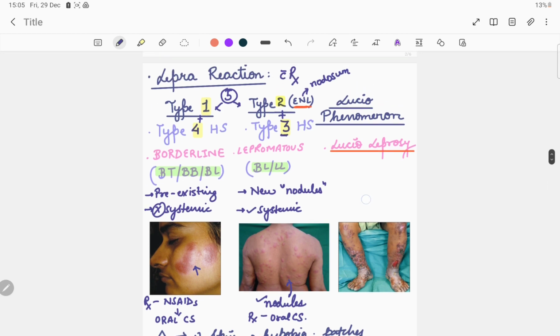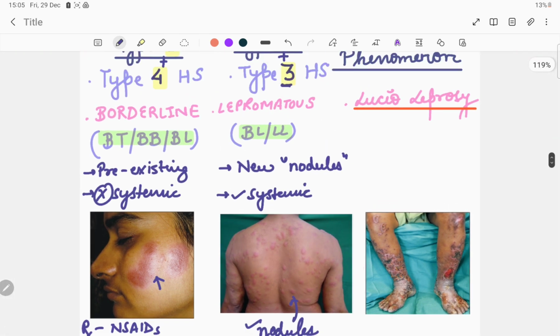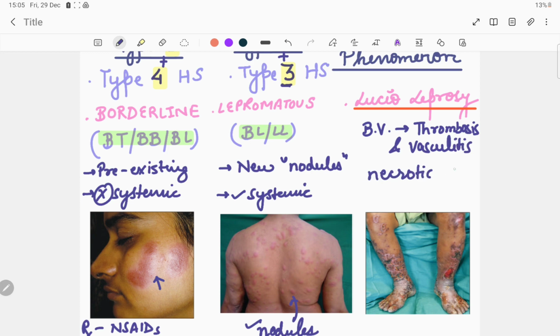Then we come to another phenomenon, which is Lucio phenomenon, which is also a type of lepra reaction. It happens in Lucio leprosy, which I already told you occurs in Mexico, caused by Mycobacterium lepromatosis. Here, these lesions are quite dangerous to look at, because the blood vessels are involved. So thrombosis and vasculitis are characteristic, and what you can see on the skin are necrotic lesions with irregular edges, as you can see in this picture.